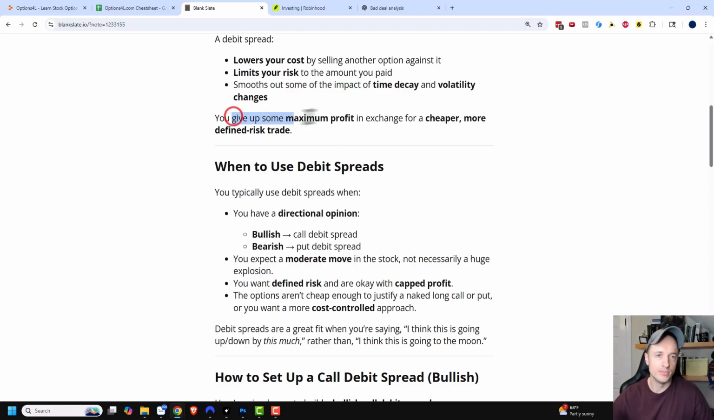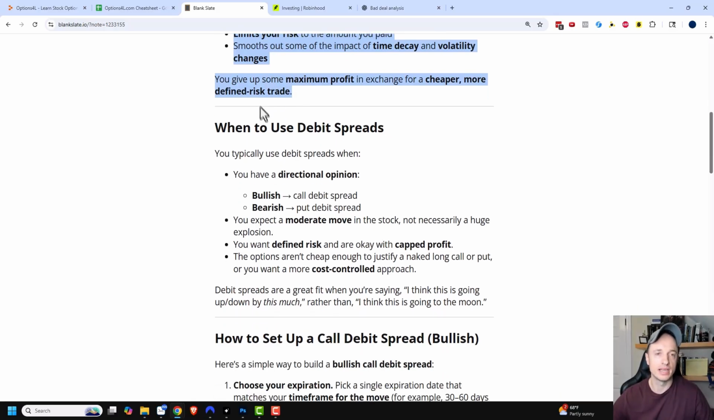Now, you do give up some maximum profit in exchange for cheaper, more defined risk trades. So you will see that you don't have unlimited profit potential when you do these trades, but you can still make a good chunk of money with a defined risk amount.